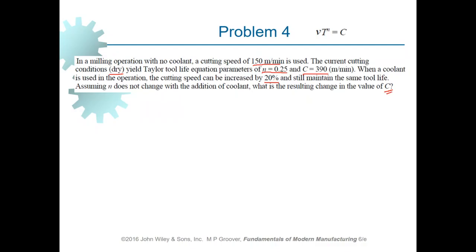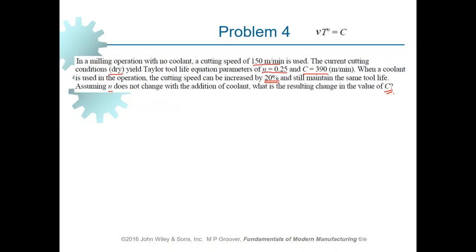This is an interesting problem. For dry machining, we are provided with the values of N and C. If we add coolant, we can increase cutting speed by 20%. The value of N doesn't change, and now we need to compute the new value of C. Don't forget that we defined C as the cutting speed giving us a lifetime of 1 minute. So when cutting speed increases by 20%, we are expecting that C will also increase by that much. This is what we had in the beginning of the tutorial session.